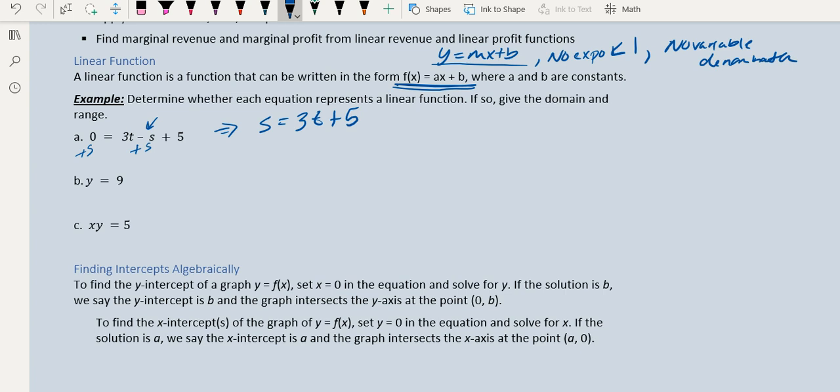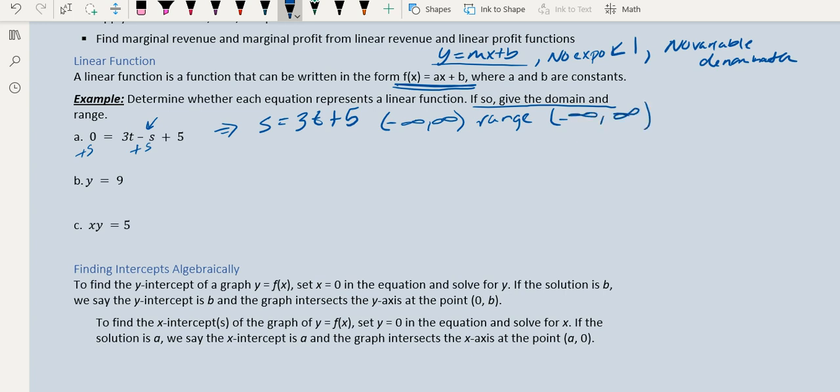Now, this one asks us, if so, give the domain and the range. Well, this is a linear function. So linear functions should have a domain of negative infinity to infinity. And the range for linear functions is technically as well from negative infinity to infinity.